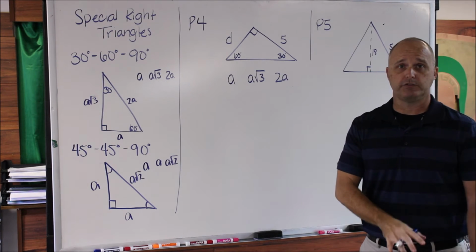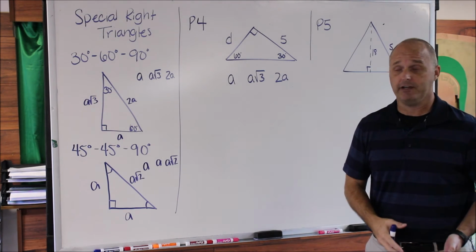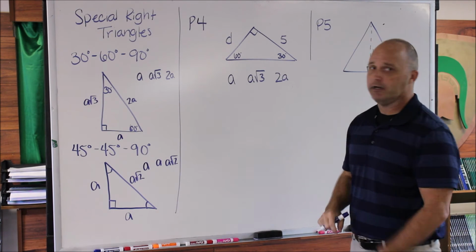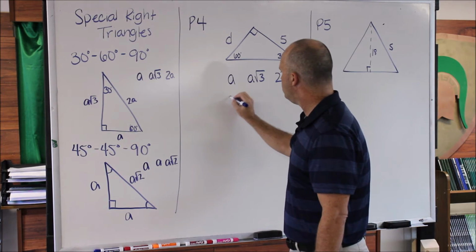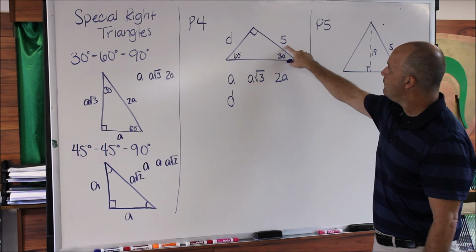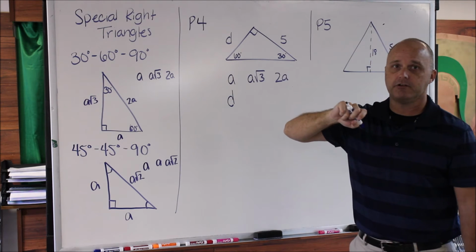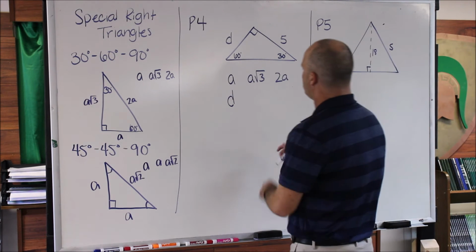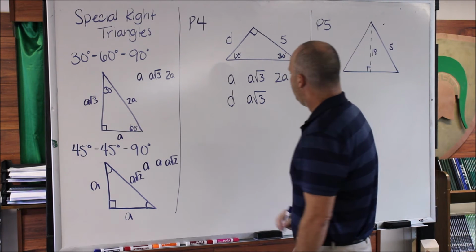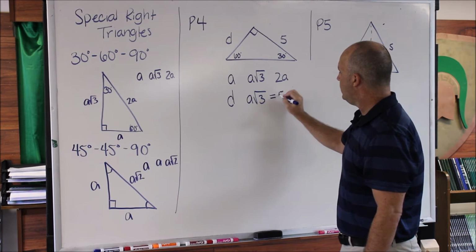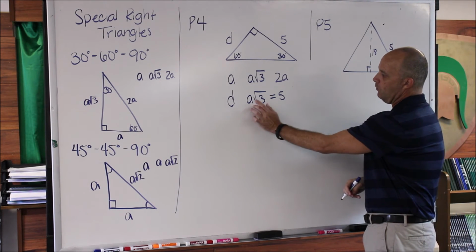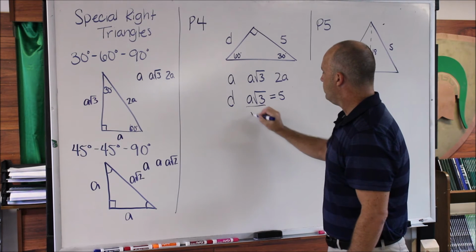So now what we need to do is decide what information we have here. Well, this D is across from 30 degrees, so that means we're going to substitute D for A. Now the 5 is across from 60 degrees, so that means it is A square root of 3. So we need to find the value of A. A square root of 3 is 5. What is A? Divide by square root of 3.